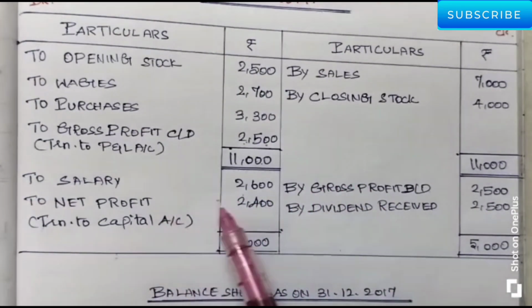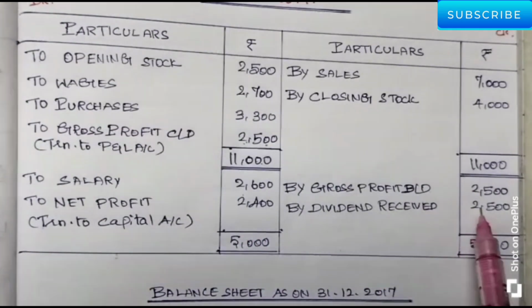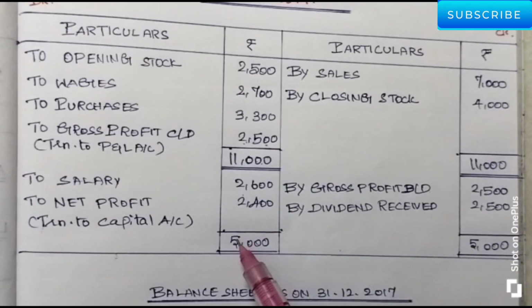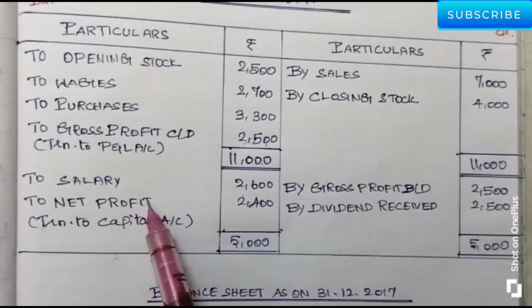Okay, now we are going to find out the difference between debit and credit side. Which side has the higher value? Credit side has the higher value. How much rupees? 5000 rupees. Credit side has the higher value than debit side. So on the debit side we will get the net profit.